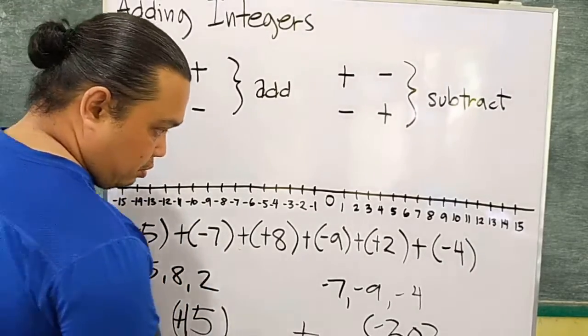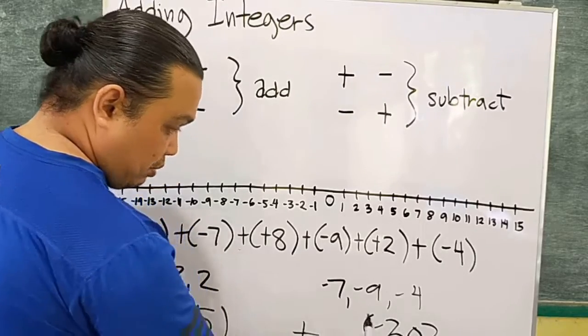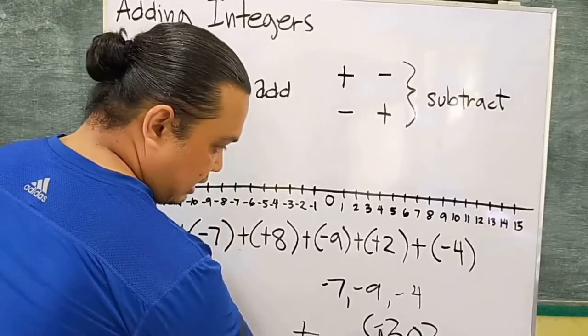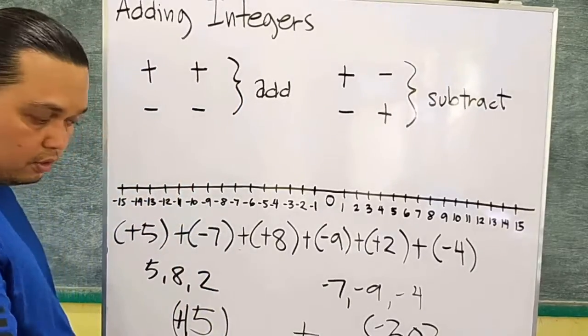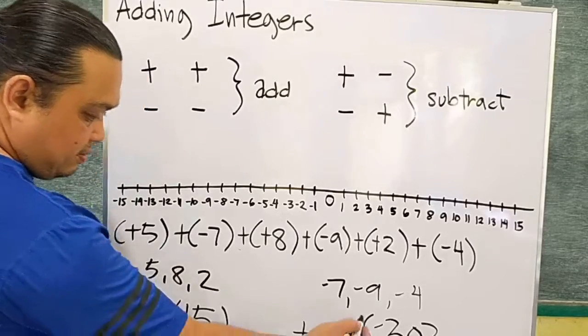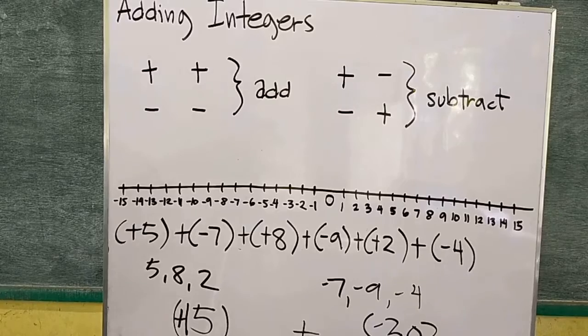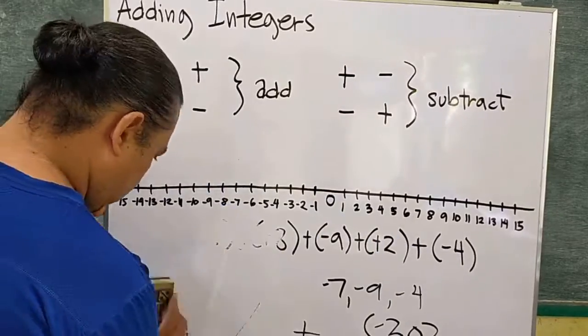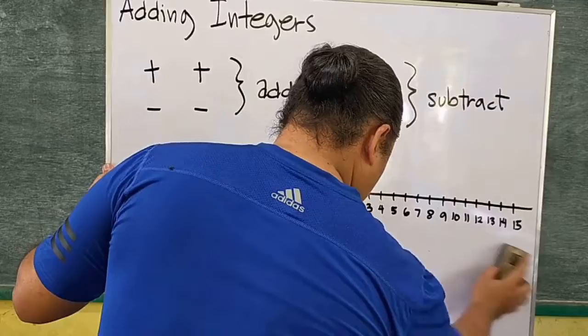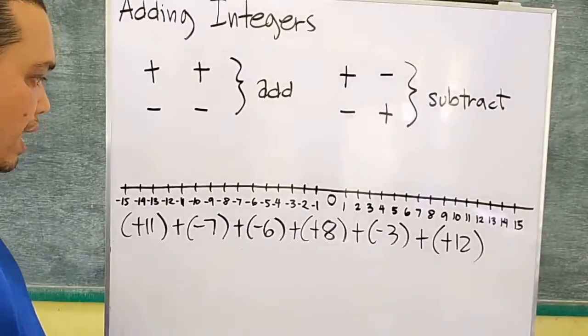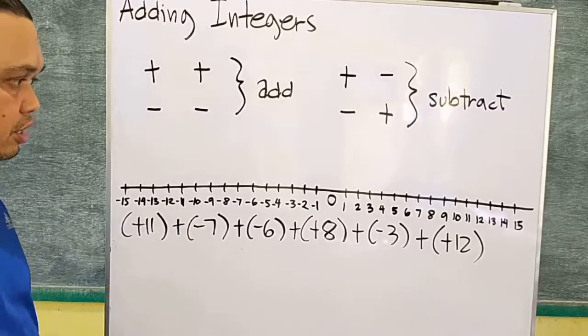And between them we have 20 for the greater value. And 20 here has a negative sign. So therefore, 5 here will be negative. Okay? That's how we answer multiple operations. Let's have one last example for multiple operations.